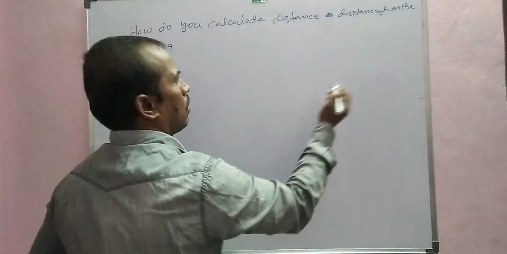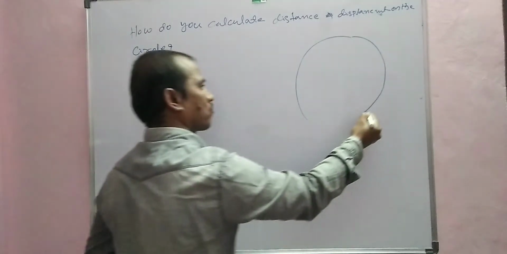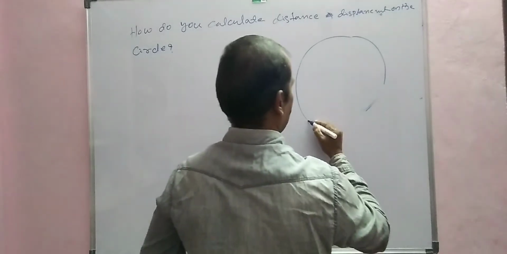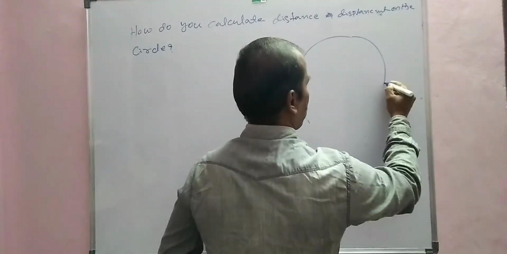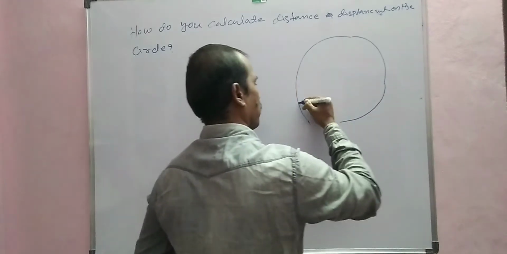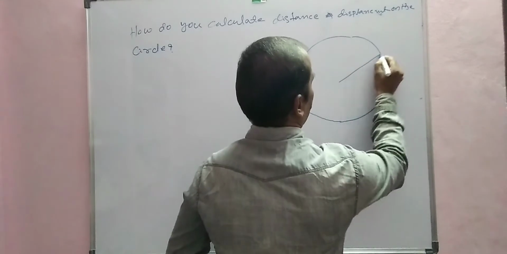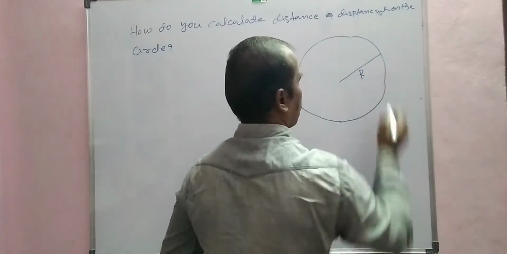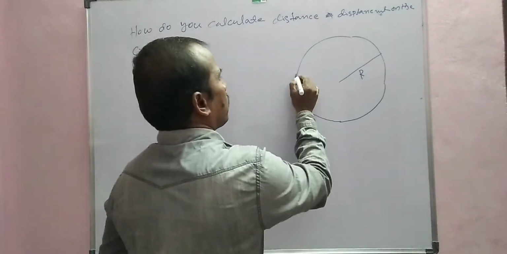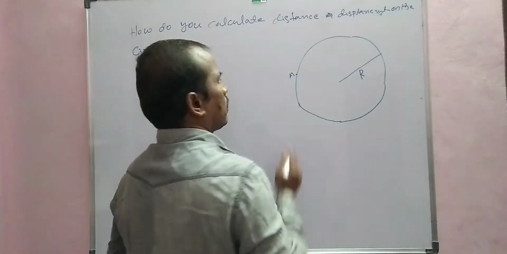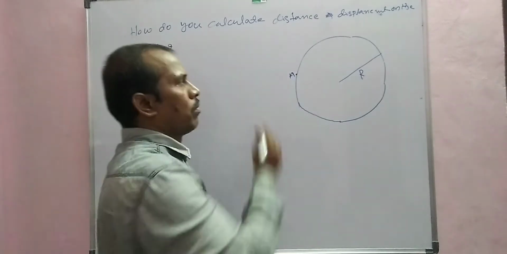For example, this is a circle. The radius of the circle is, for example, r. A person is at point A.